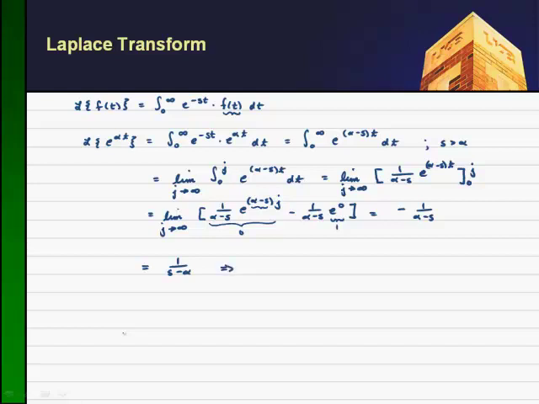So we have that the Laplace transform of e to the alpha t transforms to 1 over s minus alpha, provided that s is greater than alpha. Conversely, if the Laplace transform maps to 1 over s minus alpha, then the inverse Laplace transform of 1 over s minus alpha should map back to e to the alpha t.